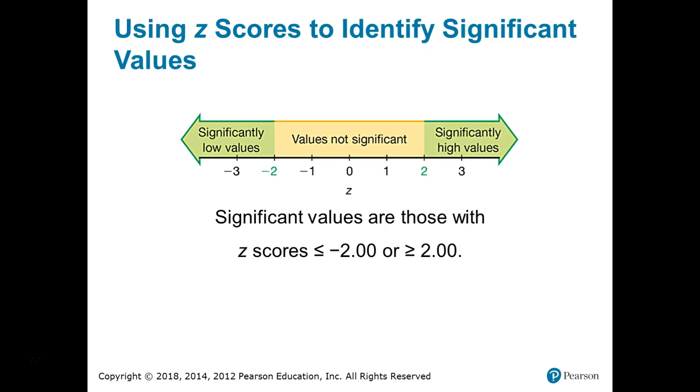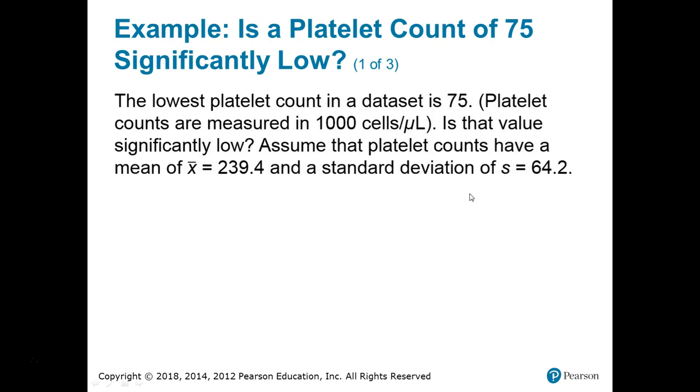Here's that visual again, or this is very similar to it. We say that 95% of all data values fall between -2 and +2. So then anything less than -2 or greater than +2, which falls in that green range, would be considered significant.